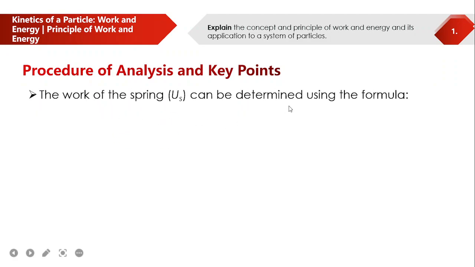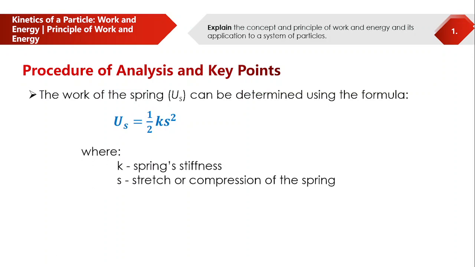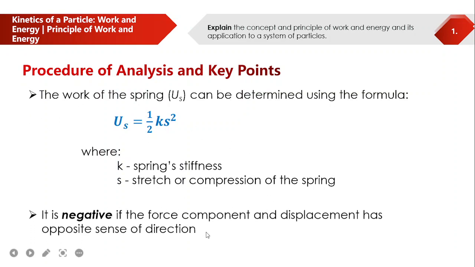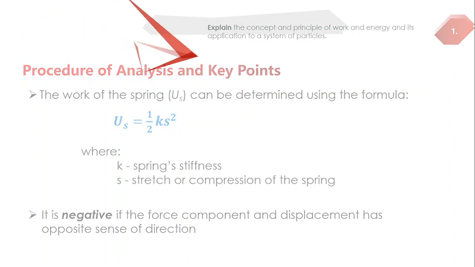So the work of the spring can be determined using the formula 1/2 ks squared, where k is the spring stiffness. Usually our k is given. It is a constant that is given for that problem. So you can already solve that using this formula. Okay? It is negative if the force component and displacement have opposite sense and direction. Same as in our key points earlier.